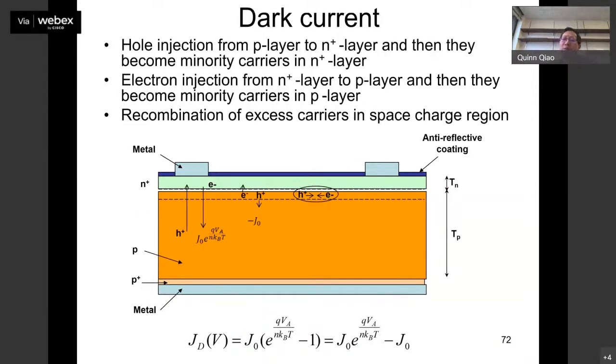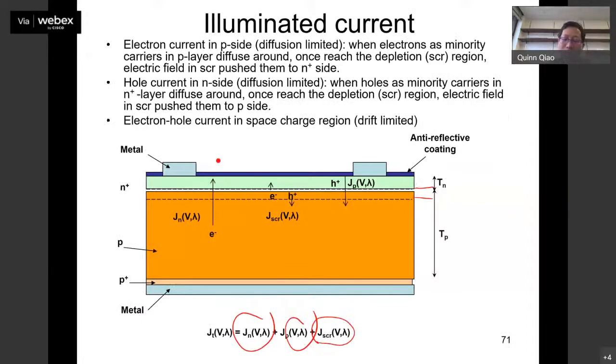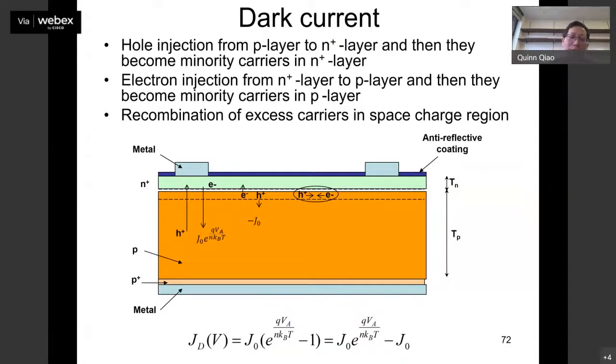Now, if you think about the dark current in this silicon solar cell, since it's still a diode, a photodiode, what is my dark current? Dark current basically goes in the opposite direction. When we talked about photocurrent, the electron goes from P to N. Now the dark current is opposite: the hole goes from P to N, and the electron goes from N to P. When you add a bias VA there, the current gets bigger. That's why you have J0 times exponential of qVA over nkT. And also you have what?